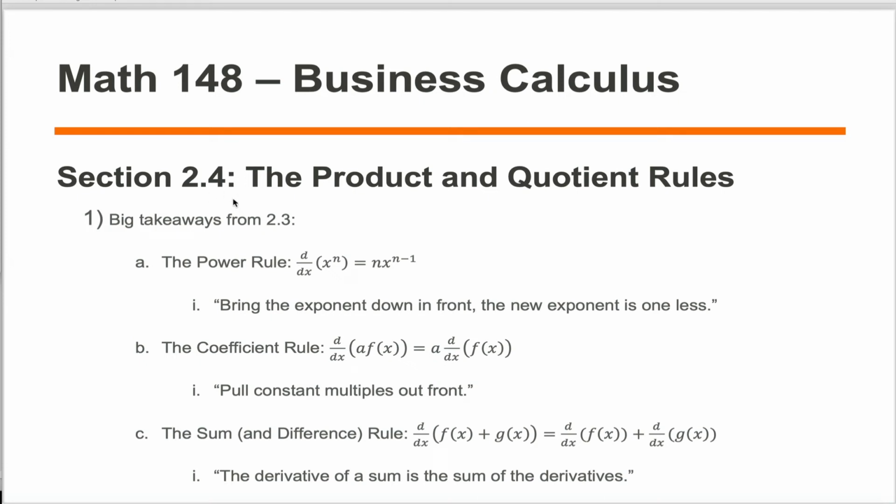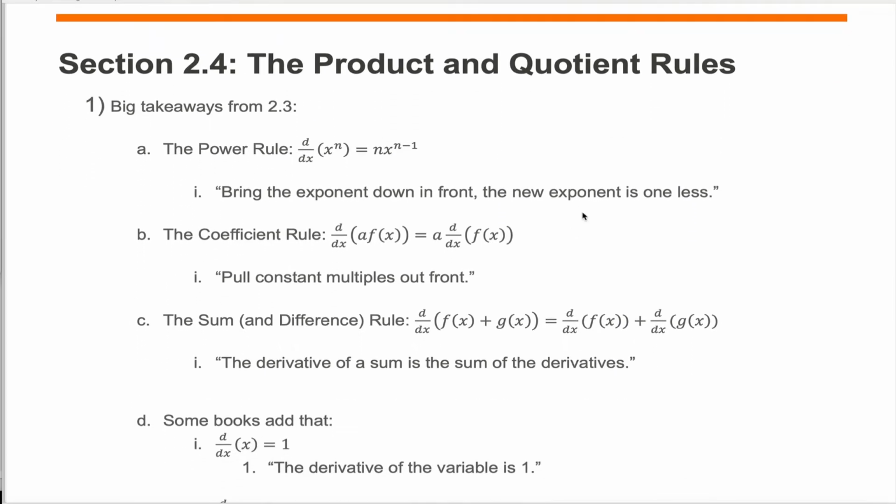Okay, 2.4. In 2.4, we're going to learn about the product rule and the quotient rule, which are two of the big three rules remaining for derivatives in our class. But before I get into the product and the quotient rule, I don't want the importance of 2.3 to be lost upon you. We learned a ton of information in 2.3, and without that information, you really won't be able to do anything in any section for the rest of Chapter 2. So let me review that real quick.